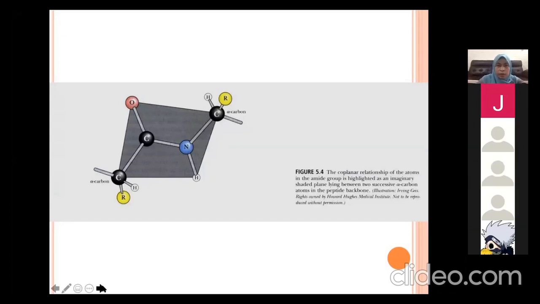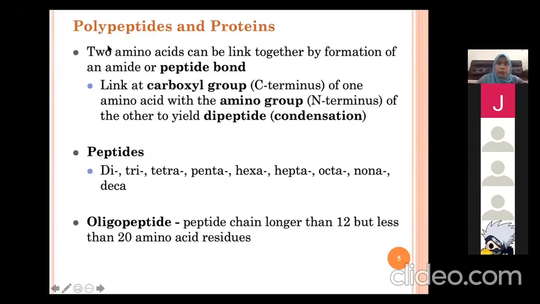Okay, another one here, we learn about the naming. We have the peptides here. If we have 2 amino acids, we call it dipeptide, 3 tripeptide, 4 tetrapeptide, pentapeptide, hexapeptide, heptapeptide. I believe we will be having hexapeptide and heptapeptide for your SDL, right?